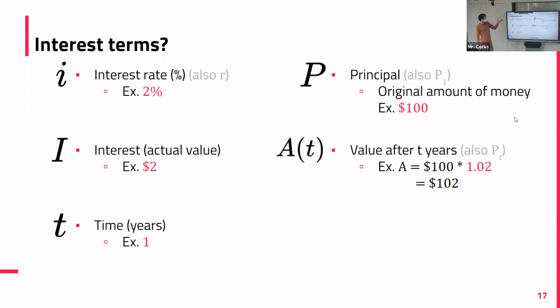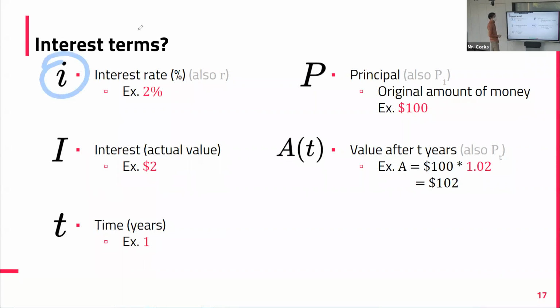Okay, so terms we will need for this, which we had last time, I'll just go again. So lowercase i is our interest rate. Some textbooks will also use r, the common ratio we'll see in a bit, so you might see that some places. Interest, the actual dollar value of the interest, is capital I. So lowercase i, capital I, different meaning here. t is just your time, usually in years.